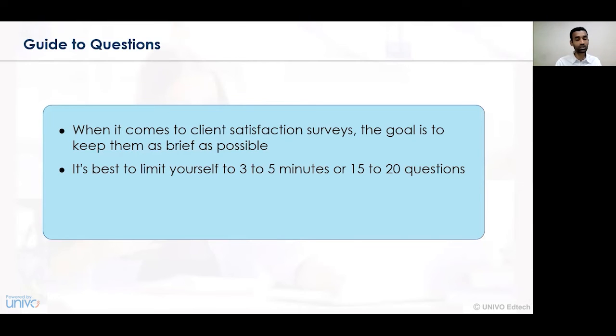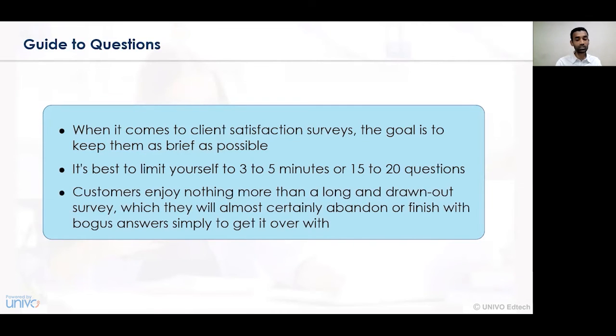That is for a conversation, and only 15 to 20 questions should be asked to the customers. Accordingly, customers enjoy nothing less than a long and drawn out survey. Our survey should also be very specific, simple, precise, and to the point. Hence, we must try to avoid bogus, unavoidable or repetitive questions.